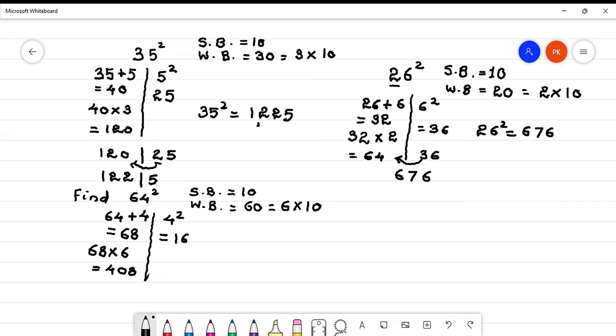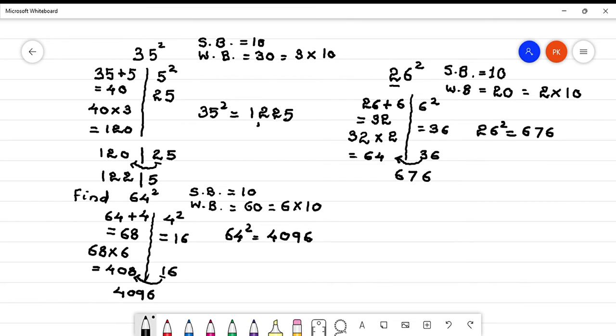On the right hand side of the partition, this is 16. And since the standard base is 10, what will you do? You'll carry forward 1. Isn't it? So 408 plus 1, that is 409, and 6 is remaining here. So what will be 64 square? It will be 4096.